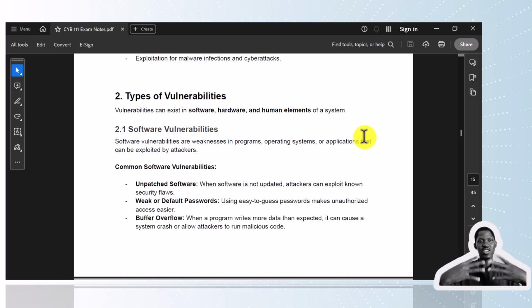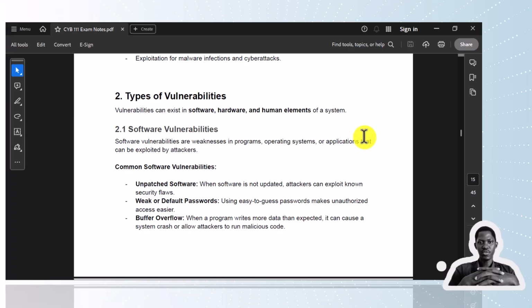And as I've said, I think I've explained this before, but I'm going to reiterate it. The ransomware attack that happened was caused by a vulnerability in the operating system that had already been patched. So the people that got attacked are the people that failed to update their software, you understand, for that patch to take effect. So unpatched software is a common software vulnerability. When software is not updated, attackers can exploit known security flaws in those software.